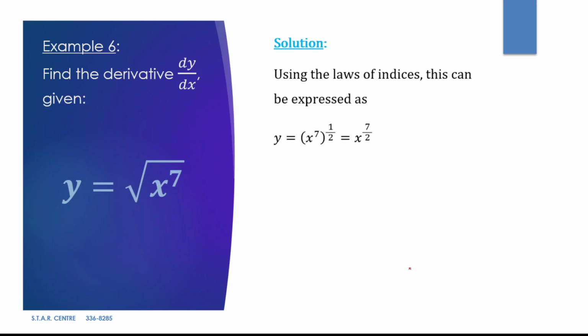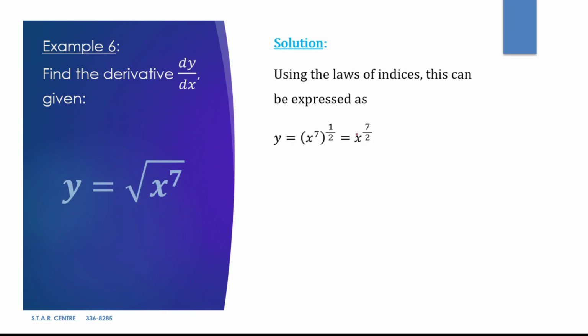Example 6. y equals square root of x to the power of 7. So again, this is slightly different from the form that we looked at, which is ax to the power of n. Again, we can use the laws of indices to express it in that form. So the square root can be expressed as to the power of a half, and then we have x to the power of 7. And then when we have two powers next to each other here, we can multiply them, and 7 multiplied by a half is 7 over 2 as an improper fraction.